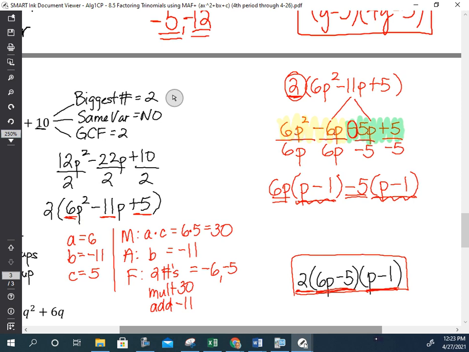Any questions on example 5? We're going to run it back one more time with example 6.